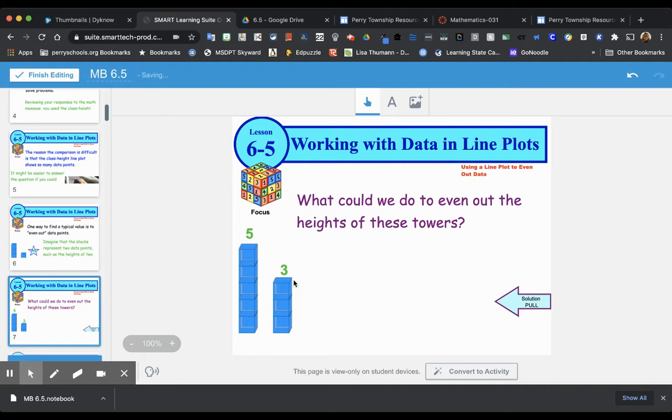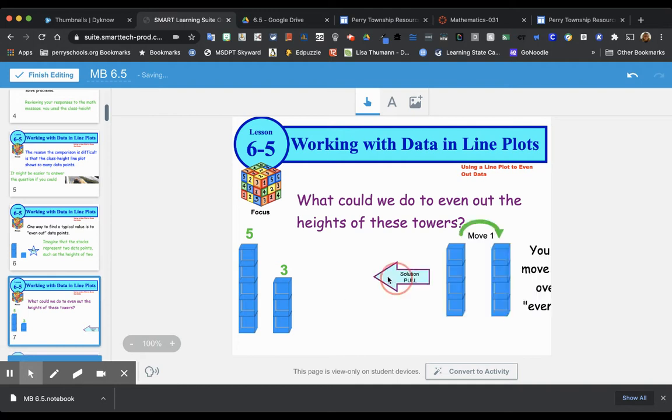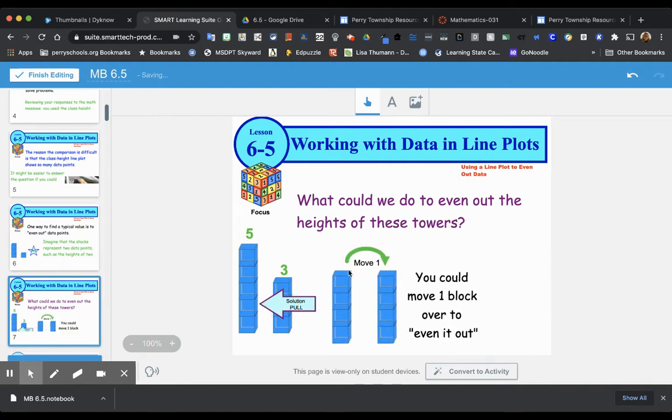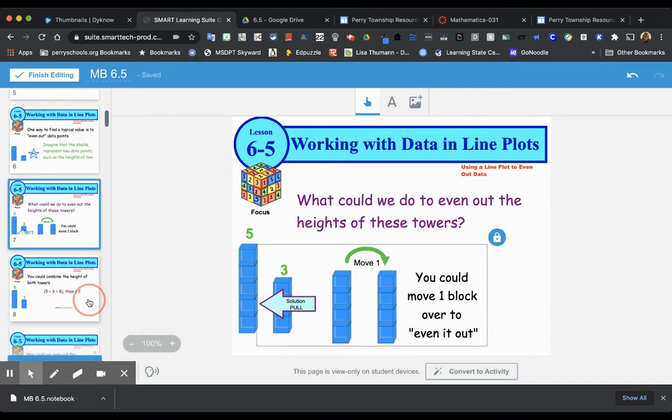So what could we do? Hopefully, you said that we could move one of these from the 5 over to the 3. You'd move one block to even it out, and so you'd see that the typical height was 1, 2, 3, 4 cubes in the tower.